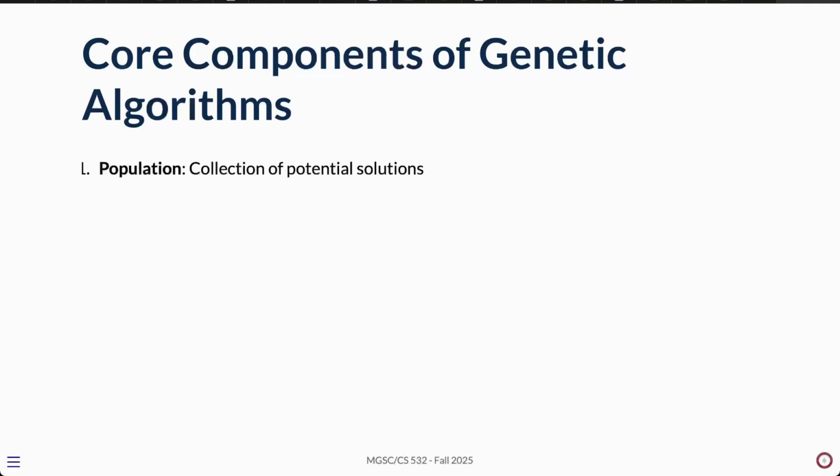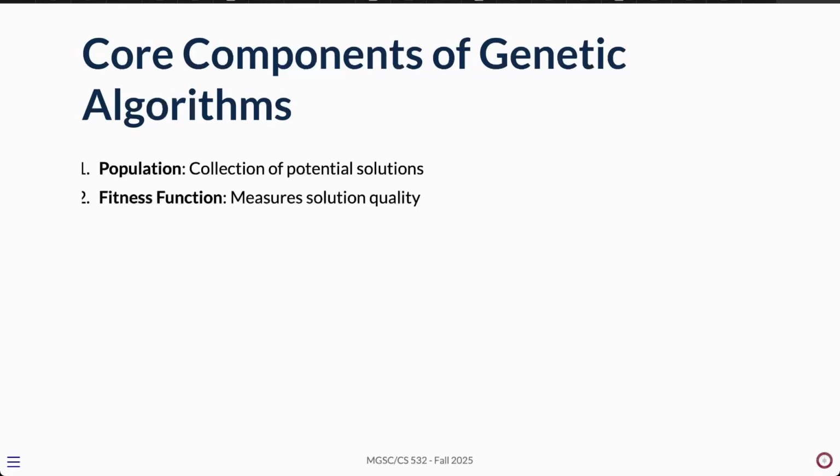First, we have the population. This is our collection of potential solutions. In biological terms, this would be all of the organisms, say, in a species. In our computational context, each individual in the population represents a different approach to solving our optimization problem. The size of this population is important because if the population is too small, we might not have enough diversity. But if it's too big, our algorithm might be too computationally expensive.